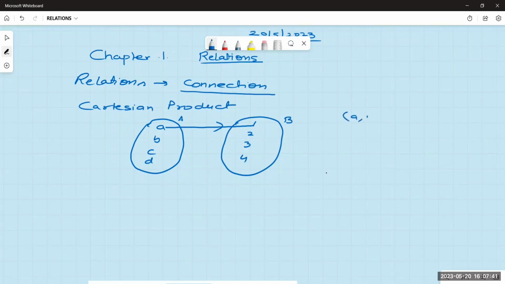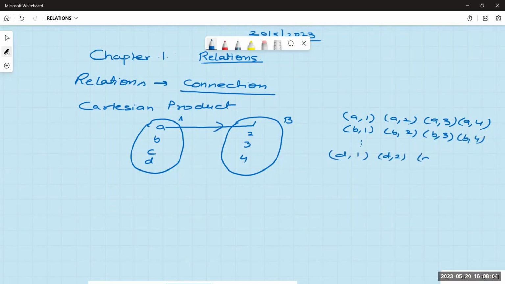So we will write A1, A2, A3, A4. Then B1, B2, B3, B4. Same way it is for C and D. D1, D2, D3, D4. These are ordered pairs. But we didn't say here that they are connected. We have just taken two values and made the ordered pair according to that.